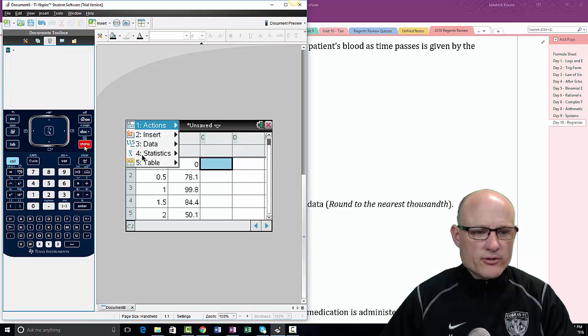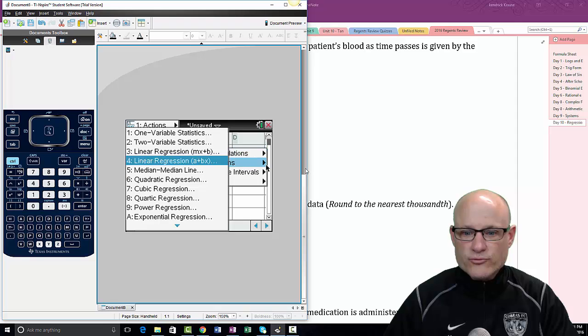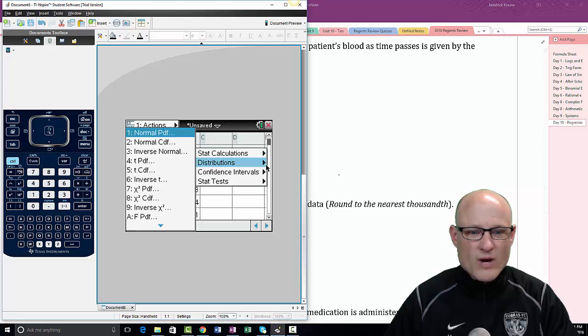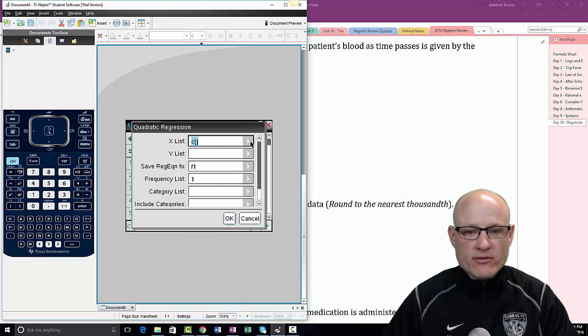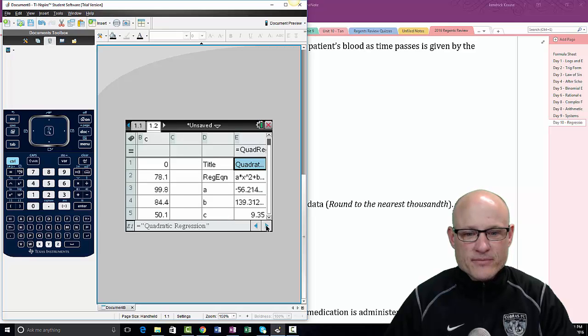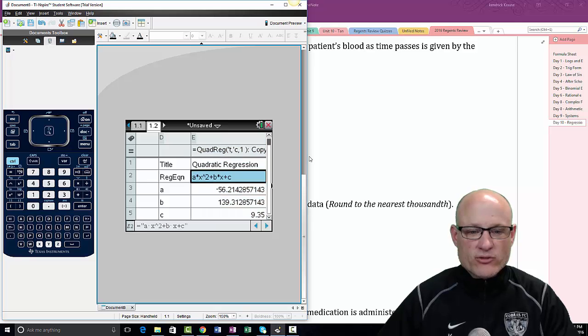So we'll go over here. We'll go to menu, statistics, stat calculations, quadratic. So stat calculations, and we're going to do a quadratic regression. Boy, we haven't done a quadratic regression in a while. Time is the x value, concentration is the y value. Click OK. All right, so if you notice with a quadratic, there's the equation right there.